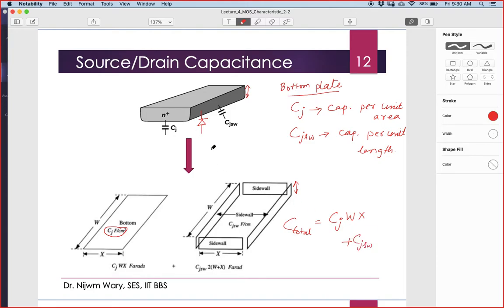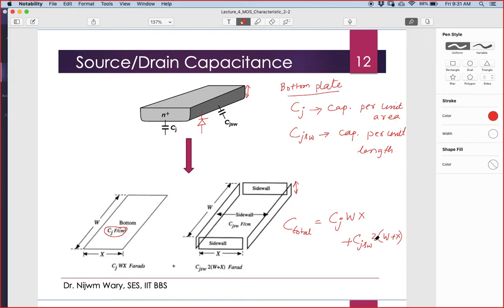So I need to multiply with the perimeter, which is twice into length plus breadth, because we are not considering the height, only this perimeter of this rectangle. So that's why it is 2 into length plus breadth. Is this explanation clear?